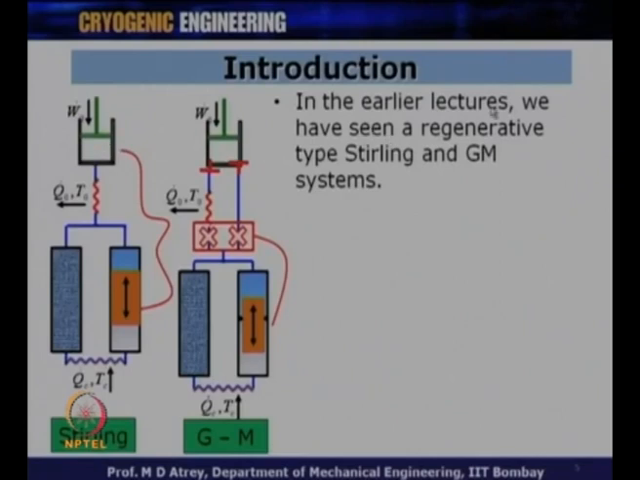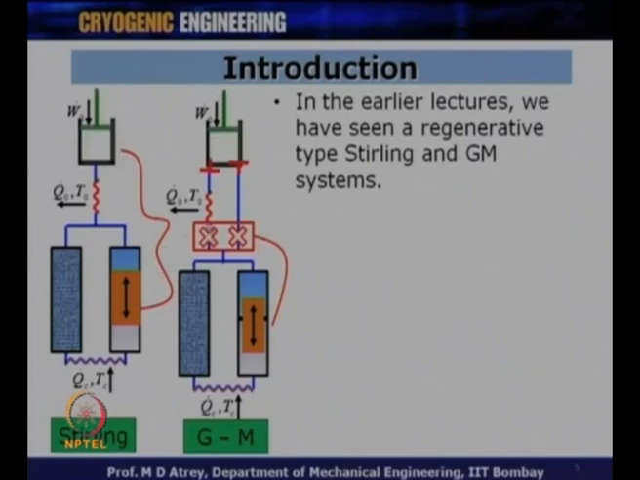In the earlier lectures, we have seen regenerative cryocoolers of different types, the Stirling type and the GM type. This is just a recap to understand what we had done during the last lectures. We have a Stirling type machine, the Stirling cryocooler, where there is no valve between the compressor and expander, and therefore the displacer moves at the same frequency as the compressor piston, and there is a fixed phase difference between the motion of the compressor piston and the motion of the displacer.